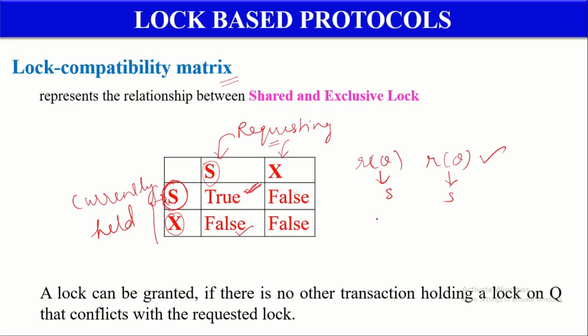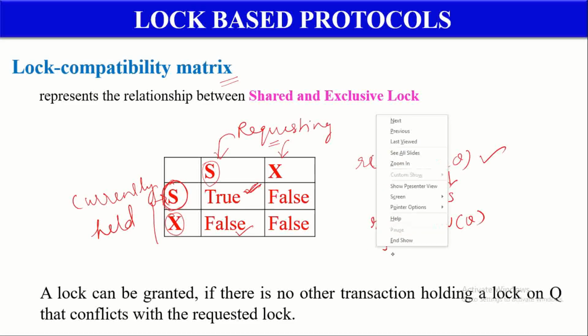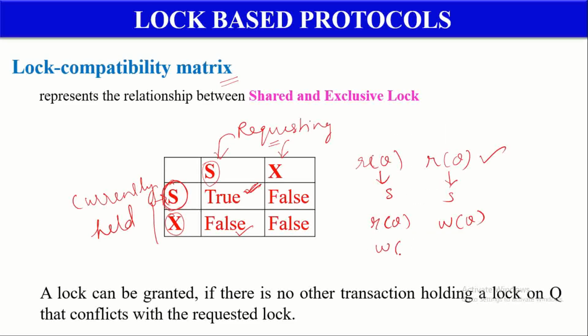But whenever one of the operations is a write operation, for example, read on Q and write on Q, write on Q and read on Q, then write operation on Q and write on Q, these three combinations are considered as conflict. So whenever these conflict operations are found, they are considered as conflict and incompatible. So that type of access will not be permitted according to the lock compatibility matrix.